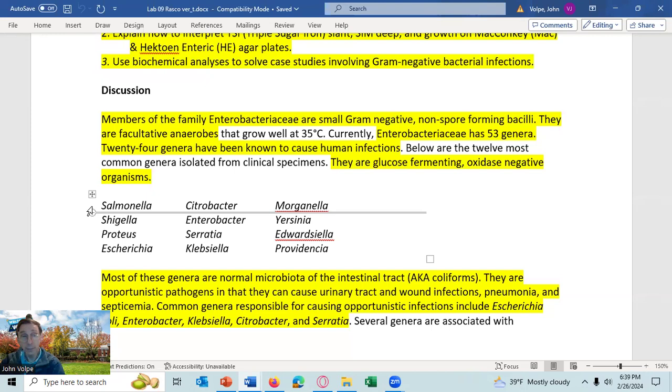Anyways, the Enterobacteriaceae, especially the ones shown above, are all opportunistic pathogens in that they can cause urinary tract and wound infections. They can also cause pneumonia and septicemia. So if they're growing where they should be, they are part of our microbiota. If E. coli is growing where it should be, it's part of our microbiota. But if it starts growing elsewhere, it will cause an infection.